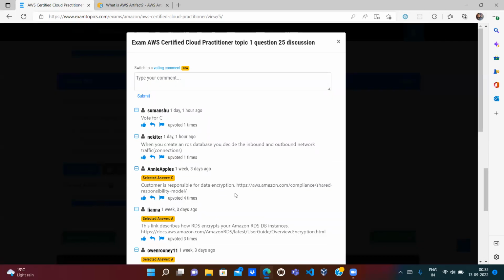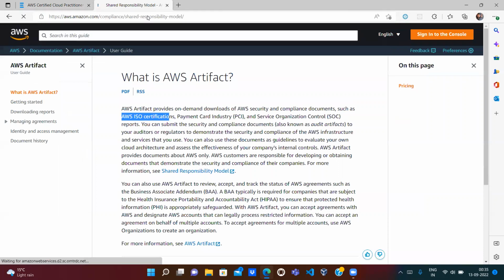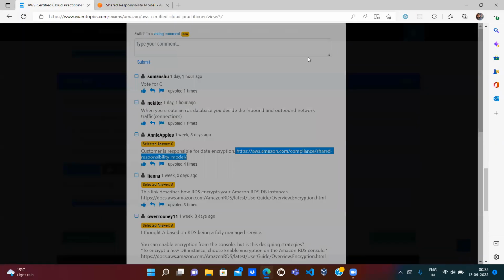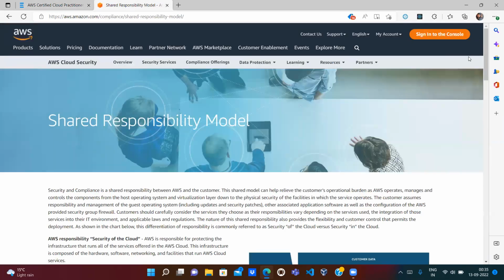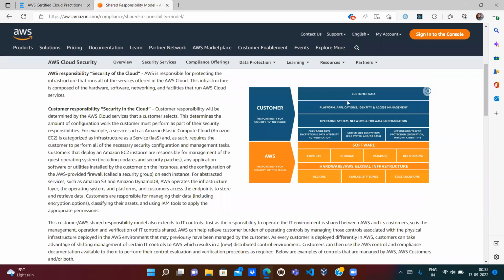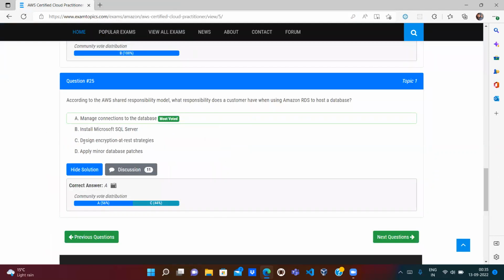If you go to this link, one person has provided the shared responsibility model, because the question is about the shared responsibility model. If you look at the shared responsibility model diagram, it shows which responsibilities are related to the customer and which to AWS. Here it is mentioned that client-side data encryption and data integrity come under the customer. So that's why we go with C.